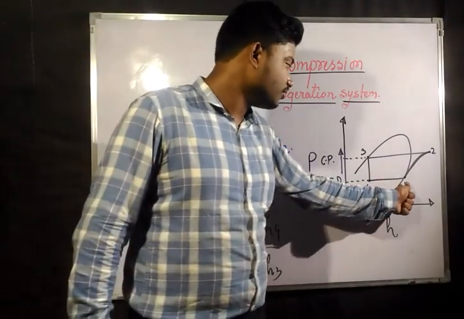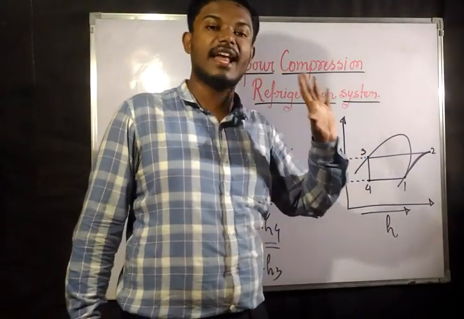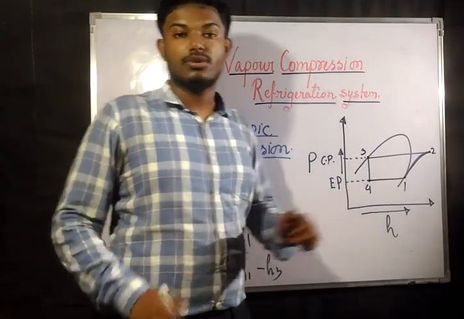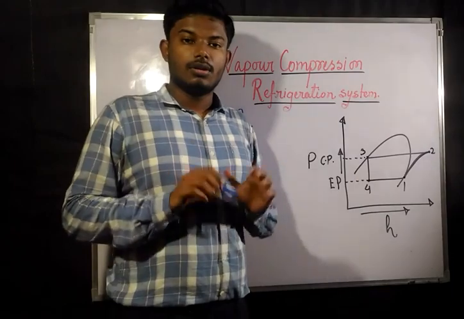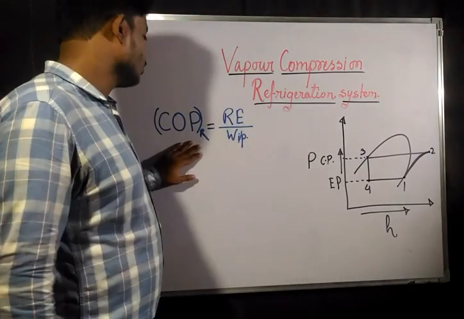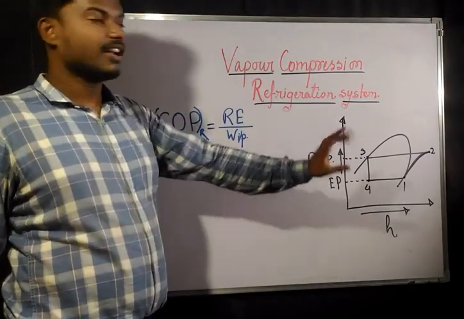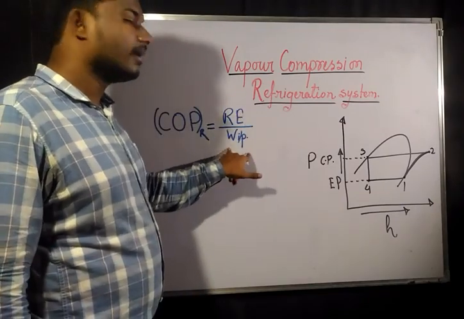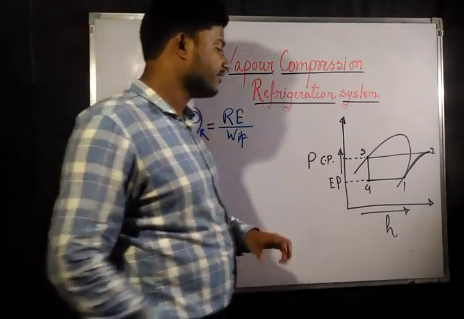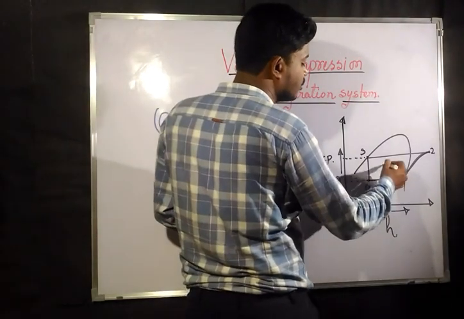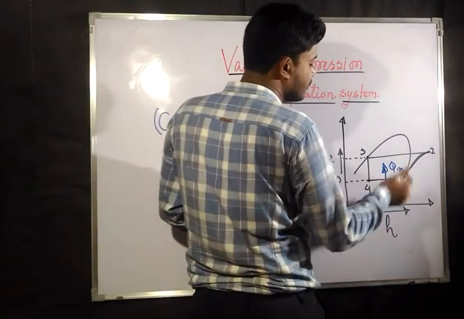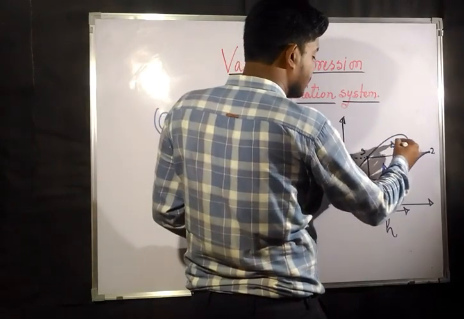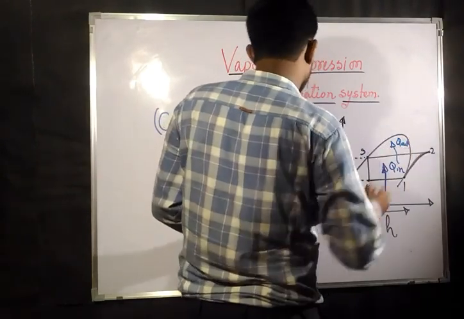So if you analyze from 1 to 2 and 2 to 3, that would be enough for you so that you can find out the Q input. Now we are going to see the COP for the refrigerator running in VCRS. This is going to be RE by work input. RE means refrigeration effect. Refrigeration effect means the heat input into the system from the space where you need to maintain the temperature, and this is the heat out or Q out.